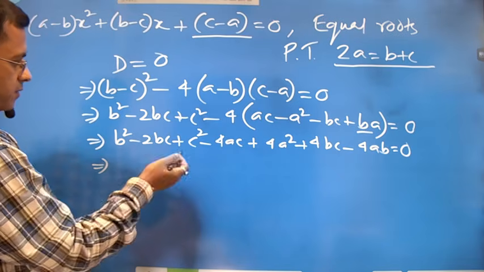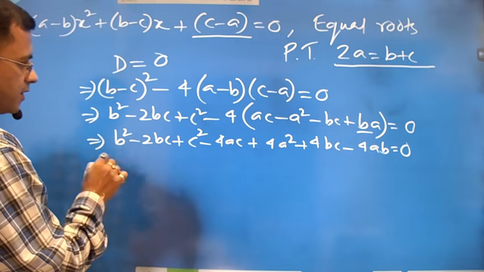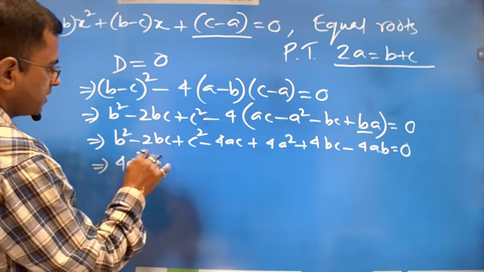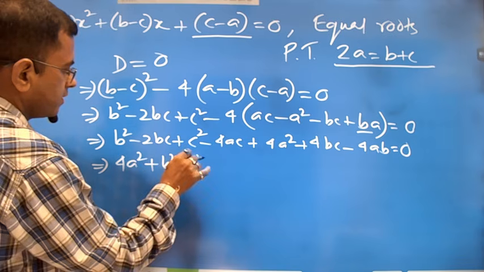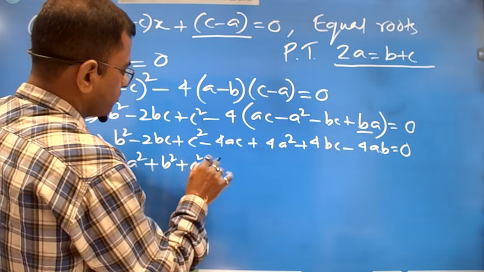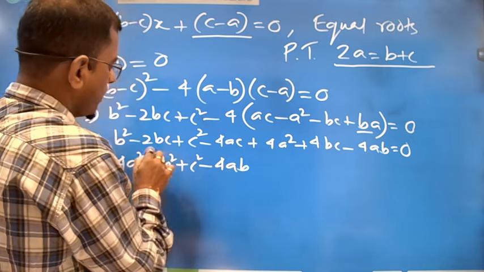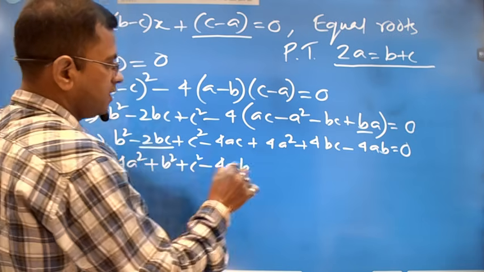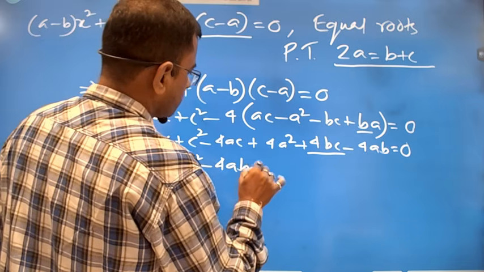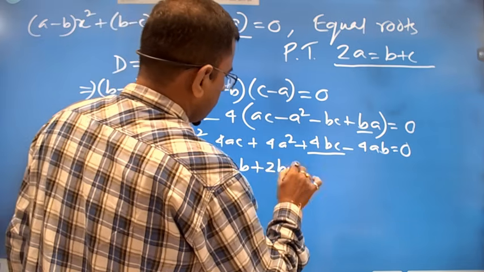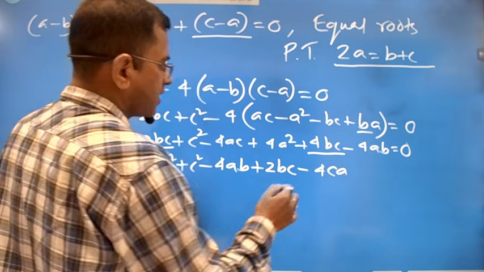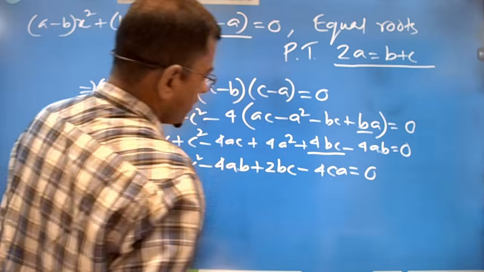So now you can arrange this, that is 4a square, you can write it first, then plus b square plus c square. Okay, then the ab term, minus 4ab. Now minus 2bc plus 4bc becomes plus 2bc, then minus 4ca. ac or ca, you can just write like this. So this is equal to 0.